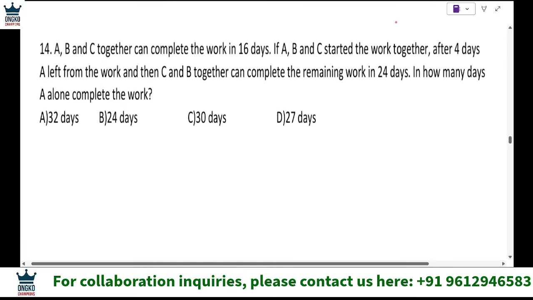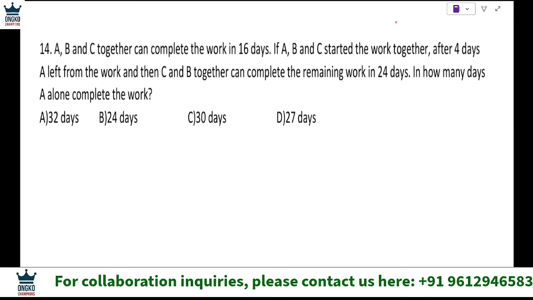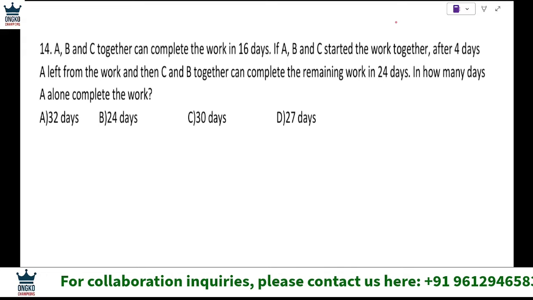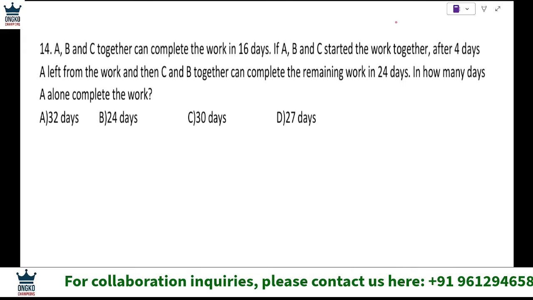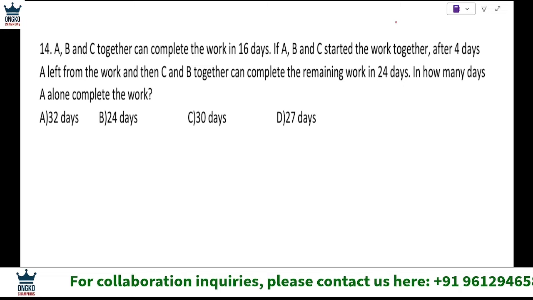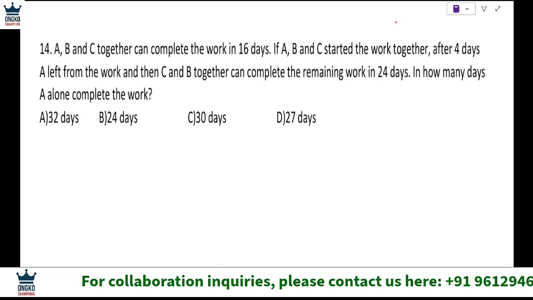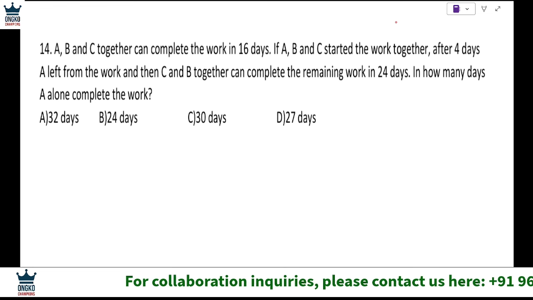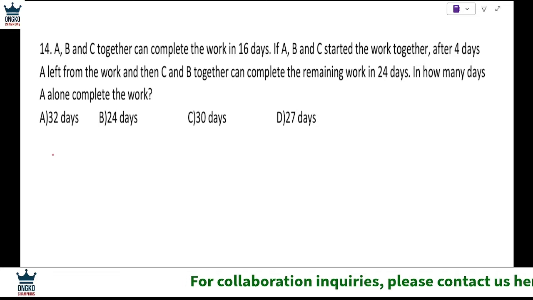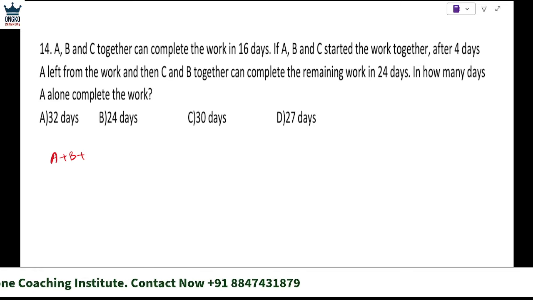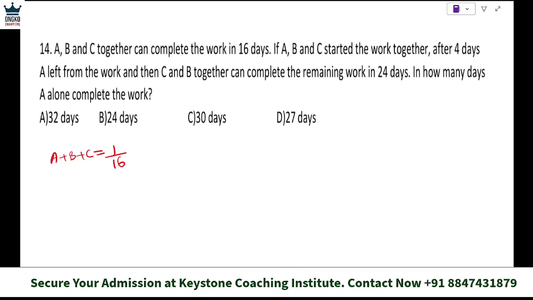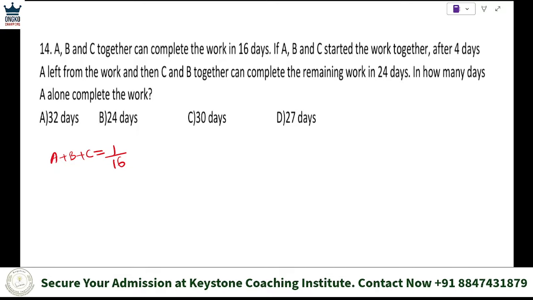Next one is again from time and work. A, B and C together can complete the work in 16 days. If A, B and C started to work together, after 4 days A left. So as per the question, A plus B plus C together complete the work in 16 days, so 1 day work is 1 by 16.